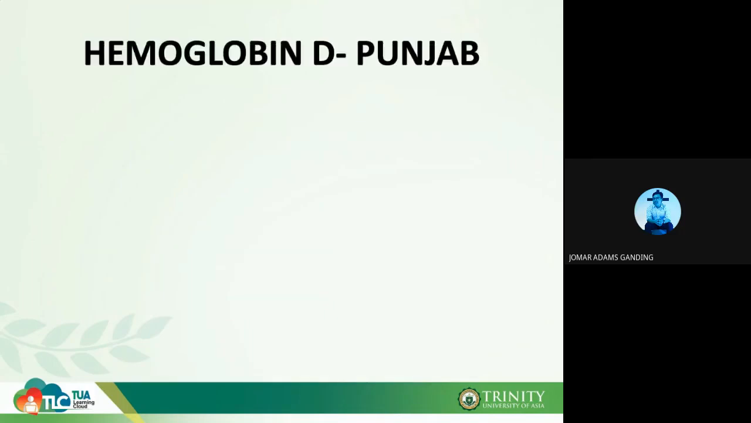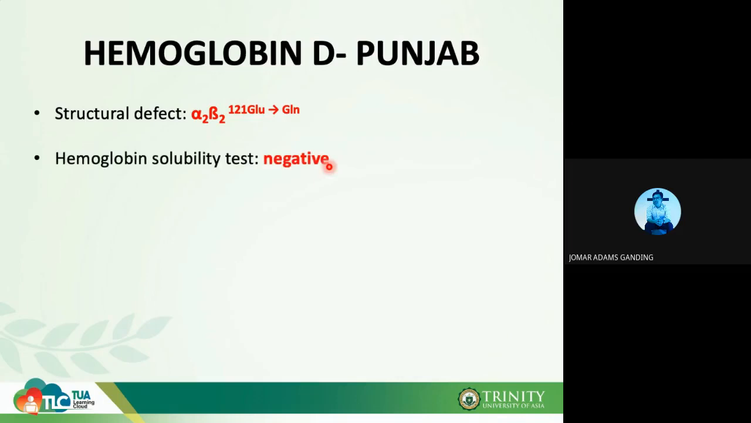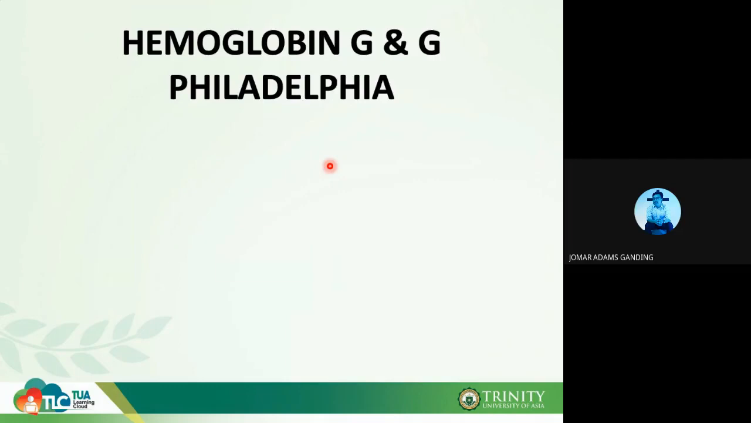Next, we have here your hemoglobin D Punjab. Okay, your hemoglobin D Punjab is a structural defect. Again, a mutation in your beta globin chain at position 121, where your glutamic acid was replaced by glutamine. Okay, your glutamic acid was replaced by your glutamine. So, solubility tests, these are negative. Okay, and the disorder associated here is your hemoglobin D disease. Okay, hemoglobin D disease.